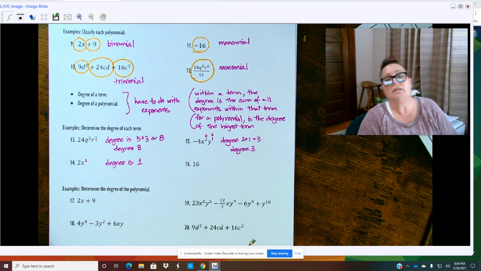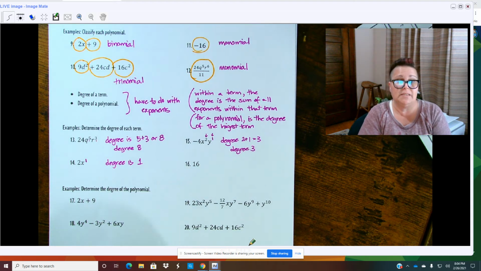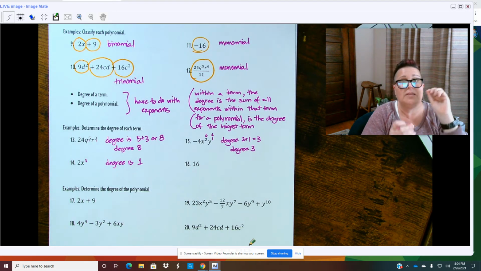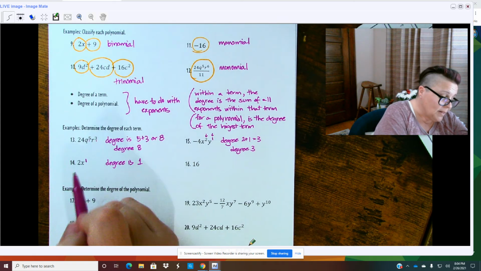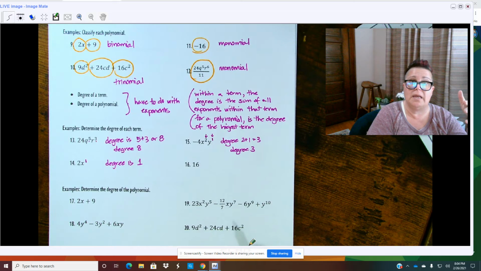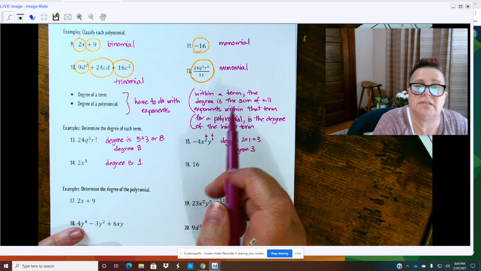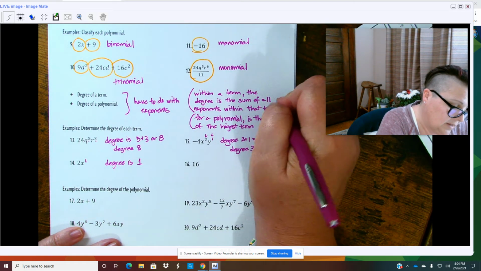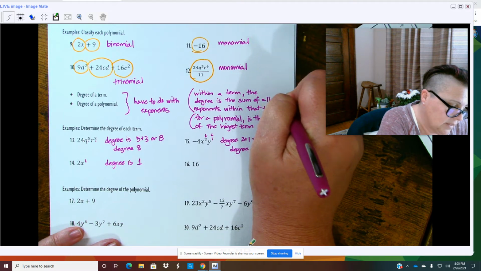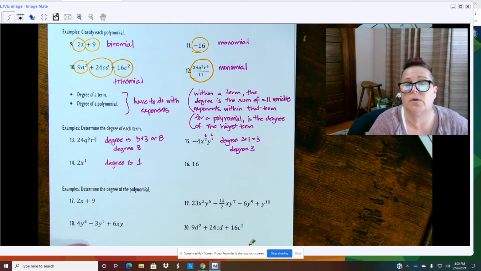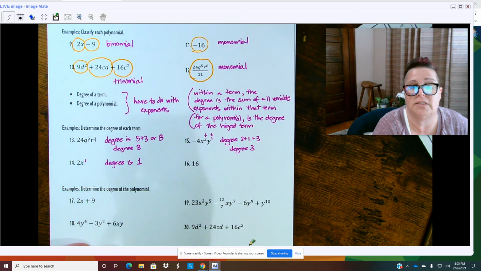Okay? Now, you should have noticed by this point that I'm not counting the degrees on the numbers, because I could write 2 as 2 to the first, and that would put an exponent on that. But I'm not counting exponents that would be on numbers. I'm only counting exponents on variables. So within a term, the degree is the sum of all variable exponents within that term.